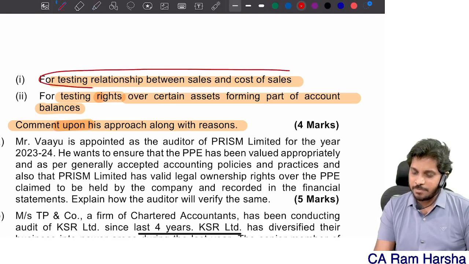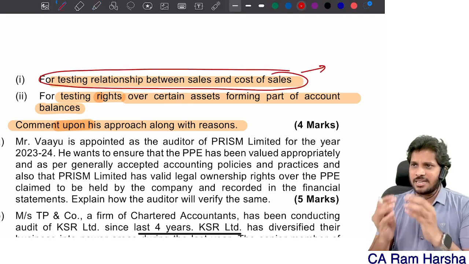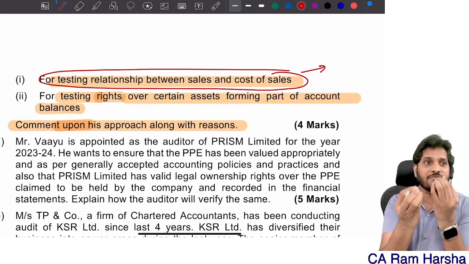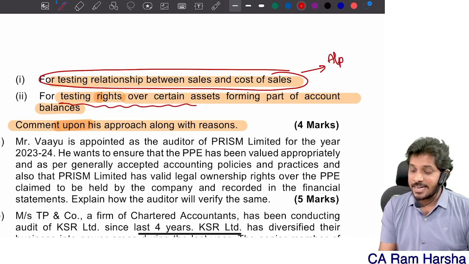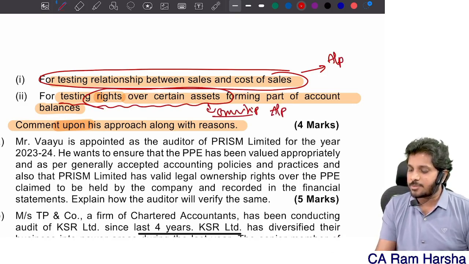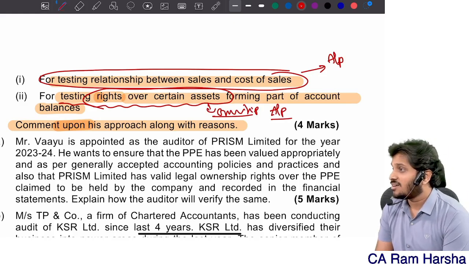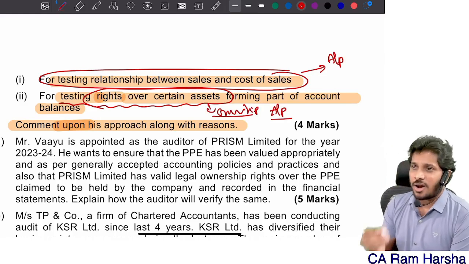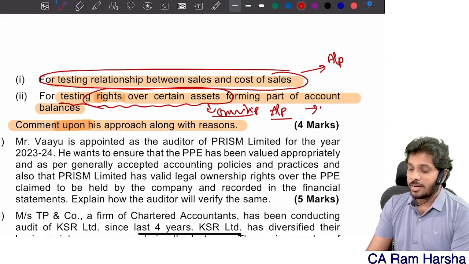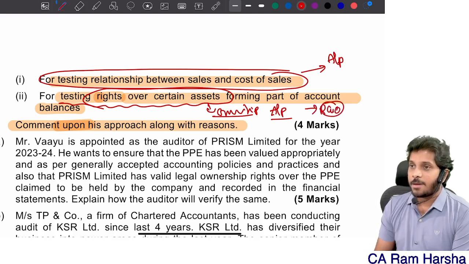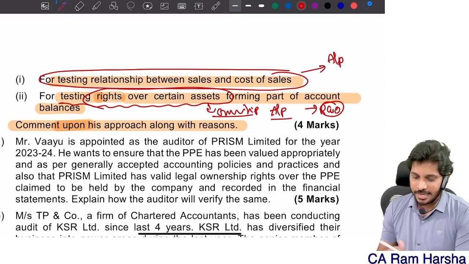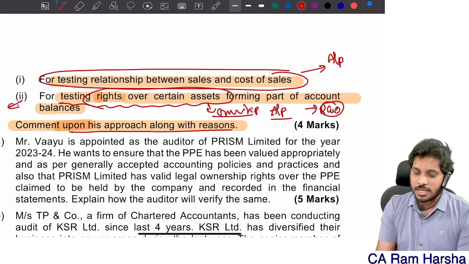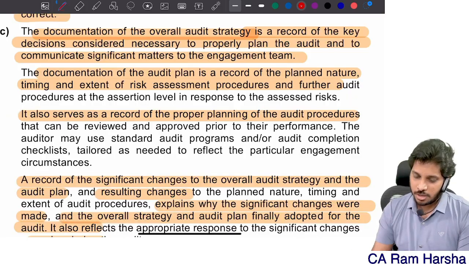Testing relationship between sales and cost of sales. Testing relationship between different elements of financial information is an analytical procedure. Whereas testing rights over assets, nothing but we are asking ownership. This is not an analytical procedure, right? Exactly. That's not an analytical procedure. What is it? You are testing the assertion called rights and obligations. It is assertion checking. That is not an analytical procedure. Getting it? Comment upon his approach. This does not constitute an analytical procedure. We'll see.